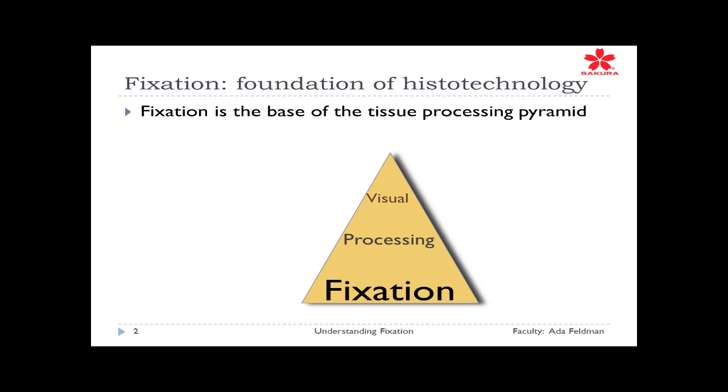So fixation is the foundation of histology, and I refer to it as being the base of the tissue processing pyramid. Our end product is the tip of the pyramid. It's something visual. It's what we see as a dye. It could be the chromogens. And how something looks is totally dependent on how it was processed. And that very first step in processing is fixation. So everything is totally dependent upon fixation.